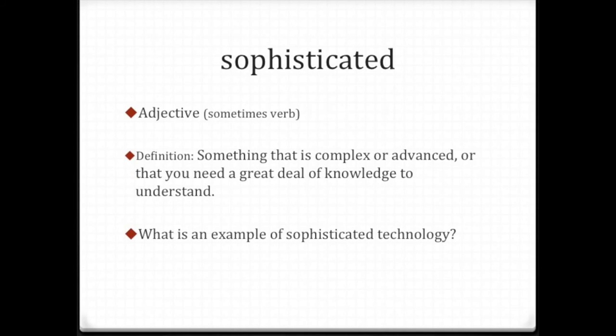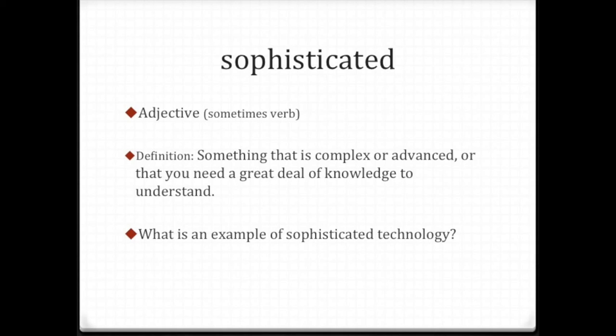The next word on our list is sophisticated. Sophisticated is usually used as an adjective, although it is the past participle of the verb sophisticate, so you can sometimes hear it used as a verb. Usually, it's a describing word, though. Sophisticated means something that is complex or advanced, or that you need a great deal of knowledge to understand. So let's look at how we can use sophisticated in a sentence. Many people who are knowledgeable about art or classical music sound very sophisticated to others.